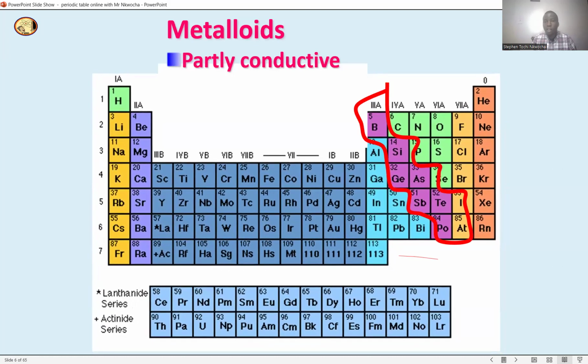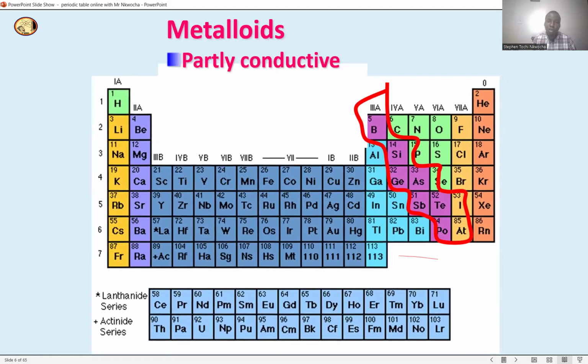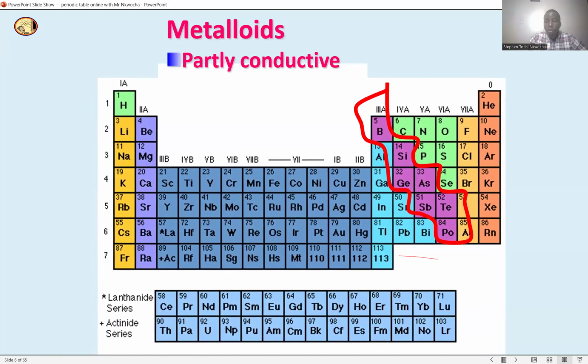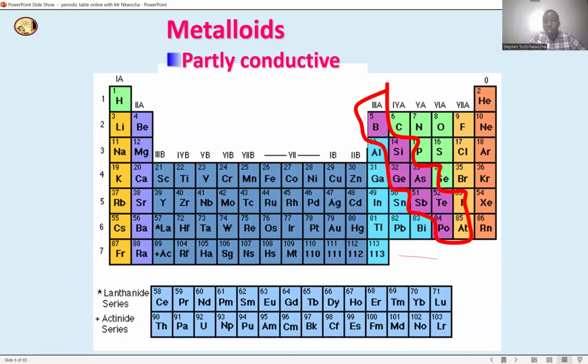Of course, paper is made from carbon, mainly carbon. So it's a non-metal. You can easily burn it, so it's not a metal. But you can see the metalloids. These ones are just partially conductive.